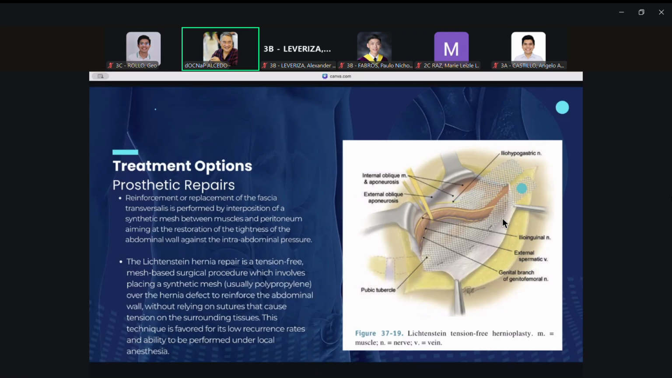So the purpose of the suture is just to keep the mesh in place and not to migrate, rather than to make it parang matigas siya and tight, no? We don't make it tight. Just we use the sutures just to hold it in place and prevent migration.